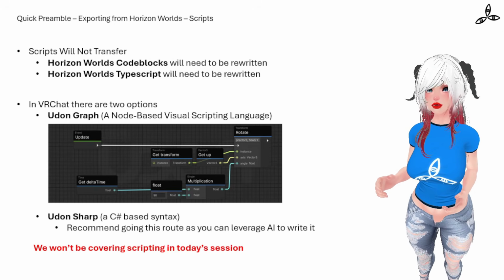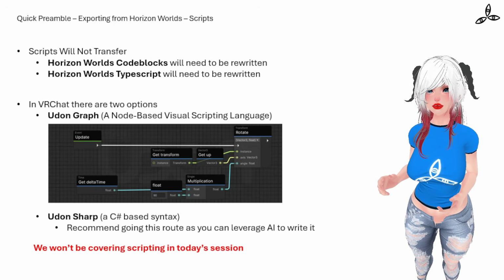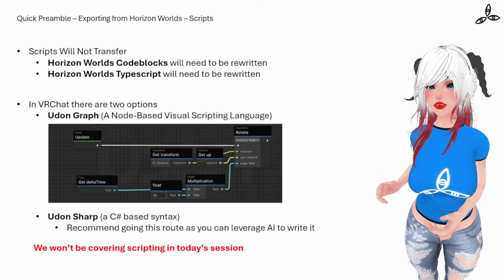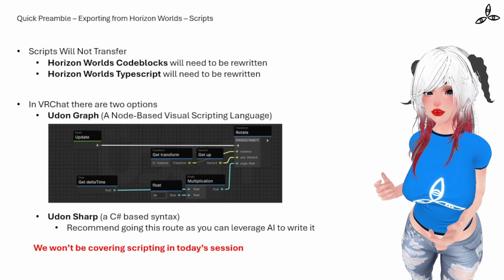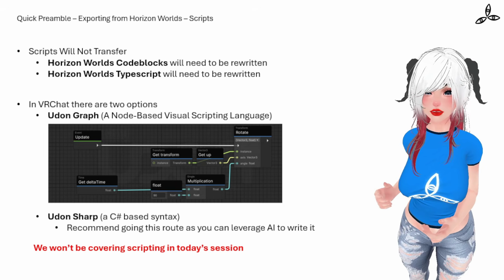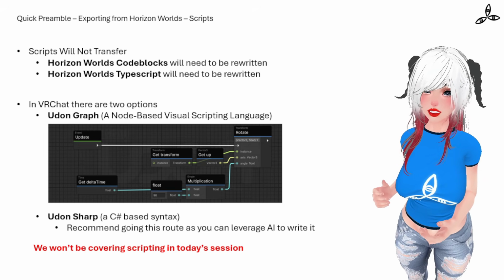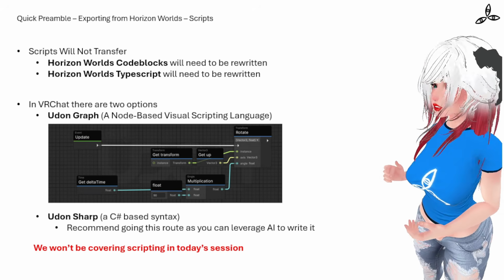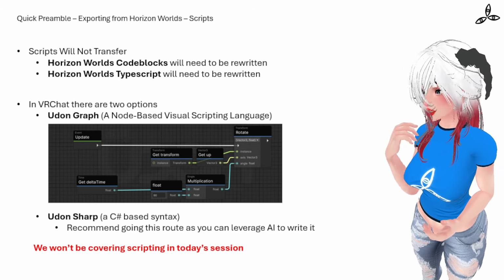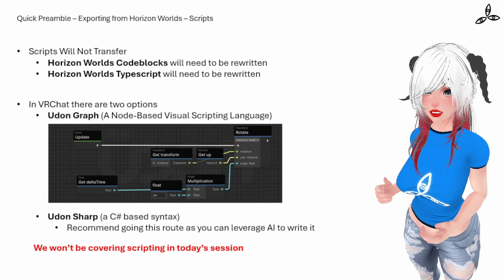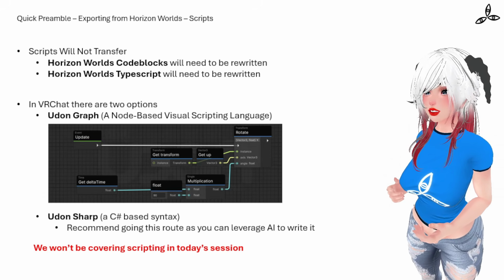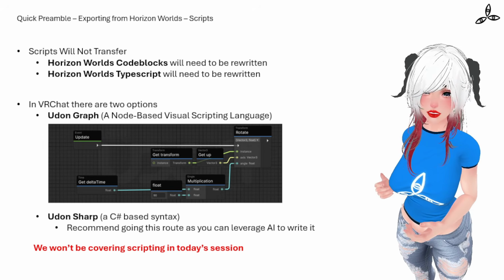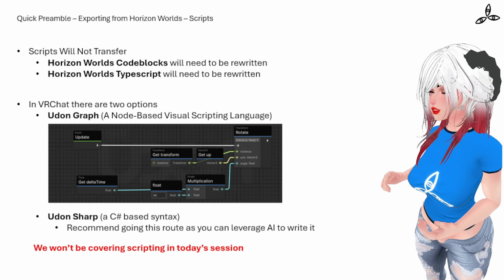In terms of scripting, Horizon uses 2 primary methods. One of them is Horizon Worlds code blocks, and the other is Horizon Worlds TypeScript. And honestly, code blocks, they've been trying to retire that for a while, so you are going to have to interpret that and put it into a different language if you want to carry on using those. So yeah, code blocks will not export. TypeScript, on the other hand, you can get the TypeScript out separately. That won't be covered in today's tutorial.